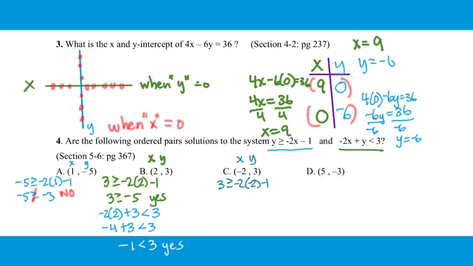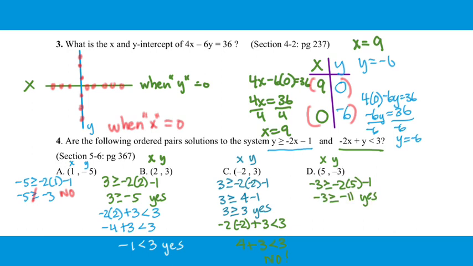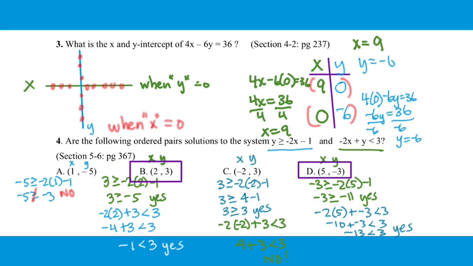So the question is, are any of the following, right? So we have to check them, all of them. On letter C, we substitute in for the first, and we see that it is a yes. And then we substitute it in for the second point, and we see that it's a no, because 7 is not less than 3. So this point is not working for us. On letter D, again, we follow the same path. We substitute in, we see yes for the first, and we see yes to the second. So the 2 ordered pairs that are part of this system are B and D.